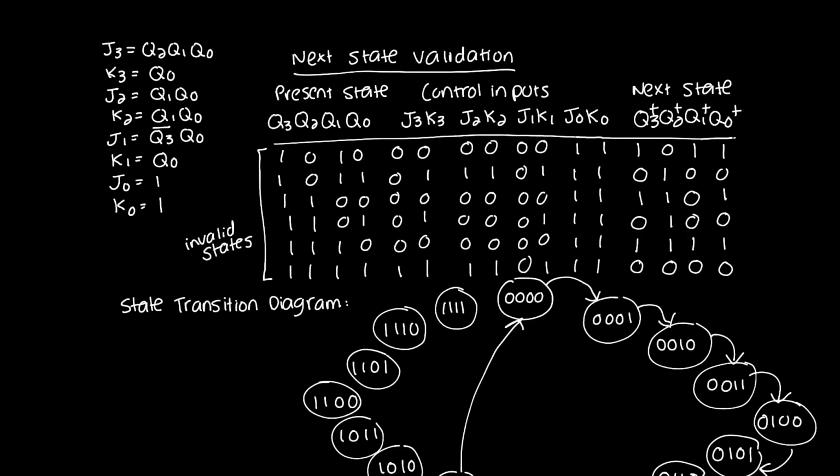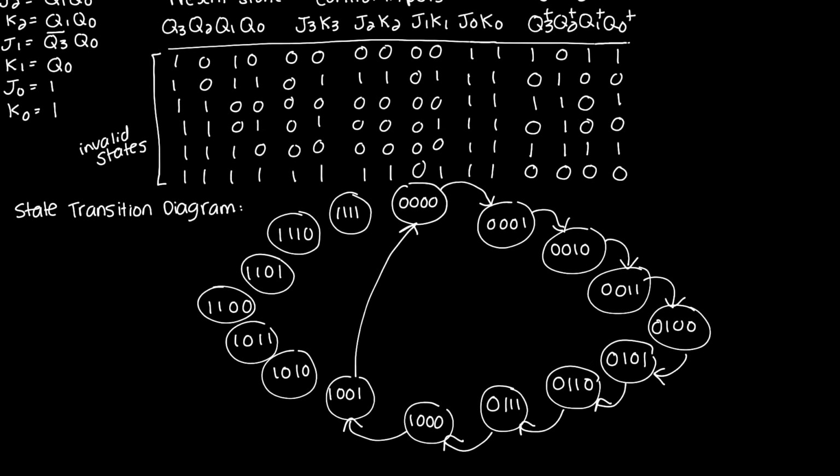So armed with this information, I now know what the next state is going to be for each one of these invalid states. So I'm going to fill out my state transition diagram. In state 1010, next state is going to be 1011. So I'm going to draw that arrow. What happens in state 1011? Next state is going to be 8. Great. So here we go. I have a path back into the valid sequence.